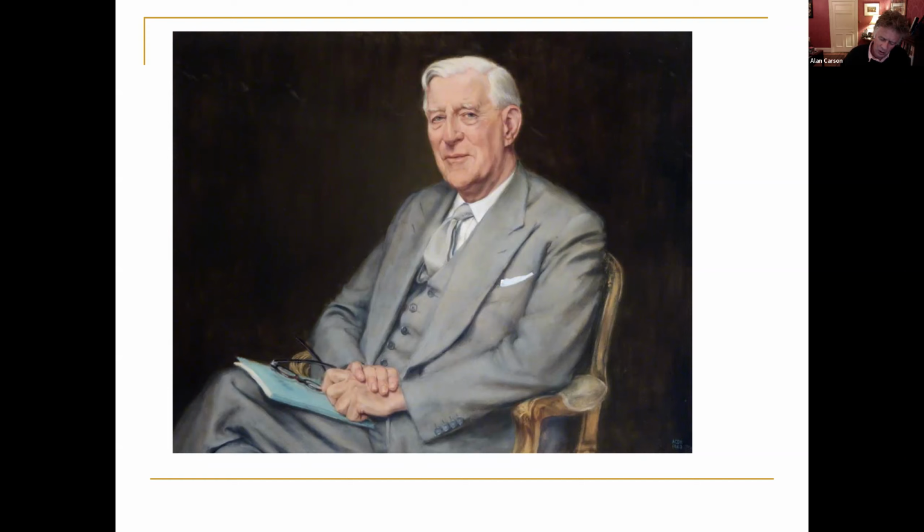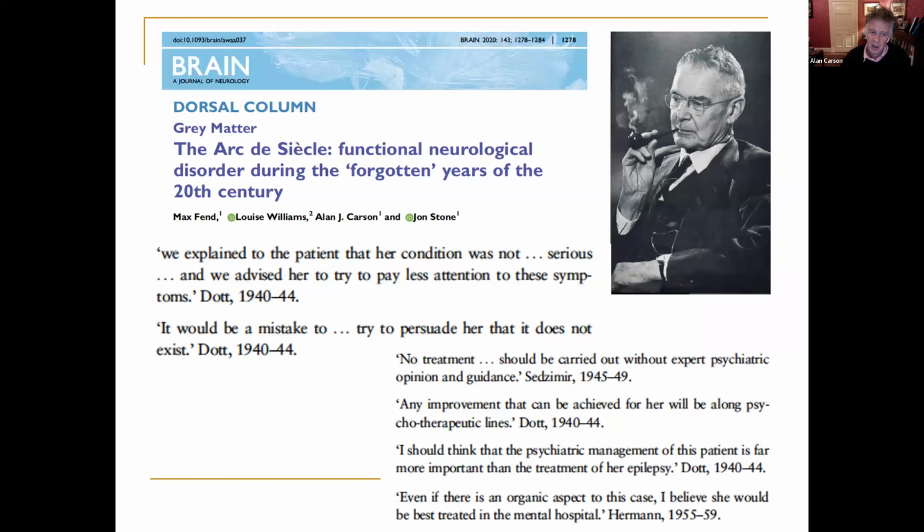As the war had gone on and casualties were mounting and shell shock was rising, the War Office getting more and more concerned, Gordon Holmes was put in charge. And Gordon Holmes essentially dealt with shell shock by just pretending it didn't exist, and ignoring it. And to a certain extent, that was the 20th century attitude to functional disorders in general.